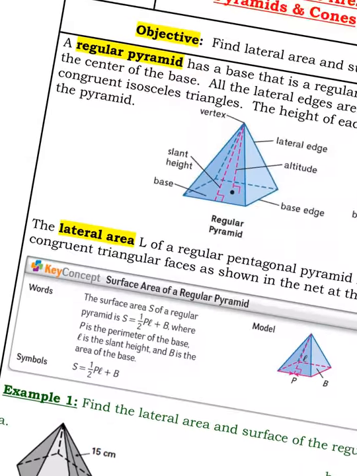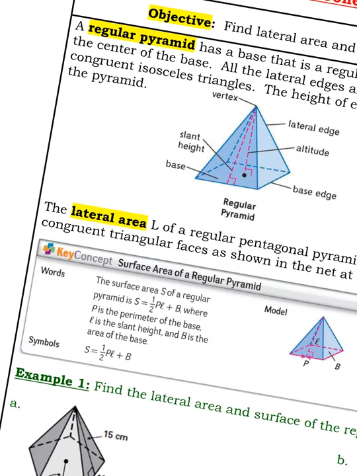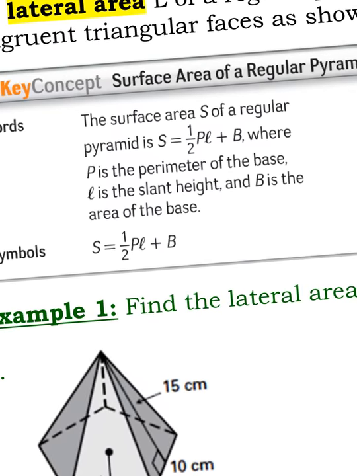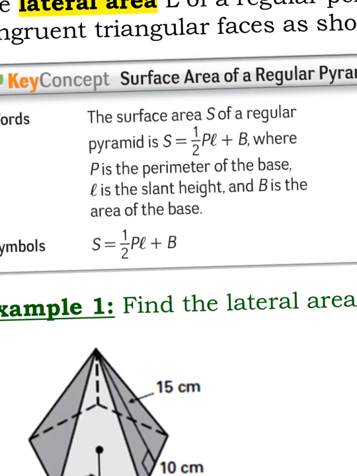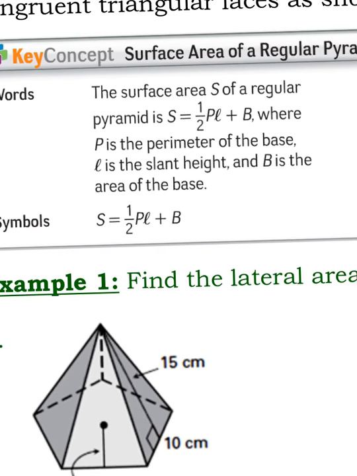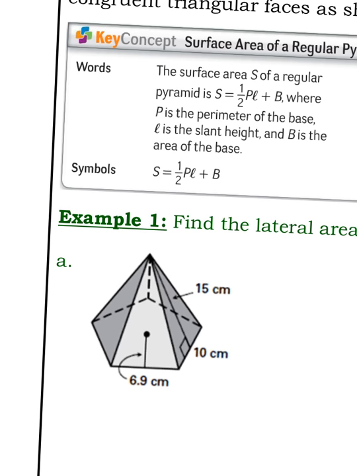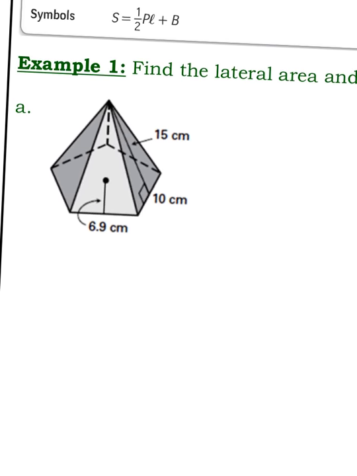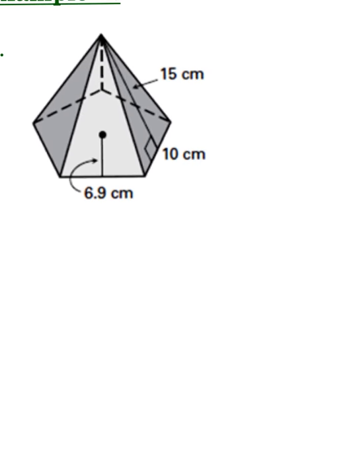So to find the surface area, I'm going to do 1/2 times the perimeter of the base, and I'm going to times that by this slant height, and then I'm going to add that to the area of the base. So we're going to have to recall some area formulas. Look them up in Chapter 11 if you need more help with the area of the base formulas.